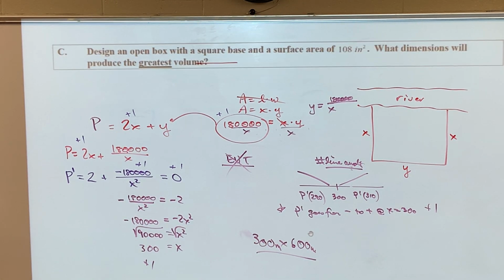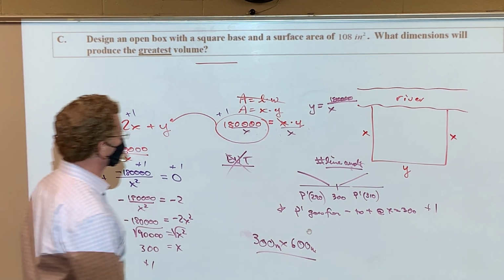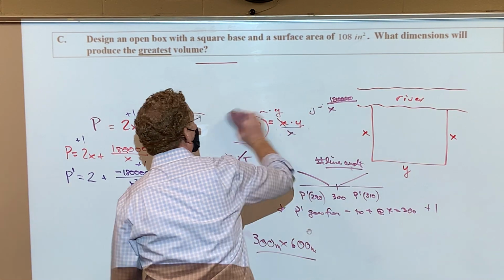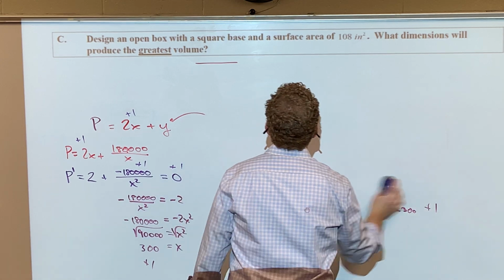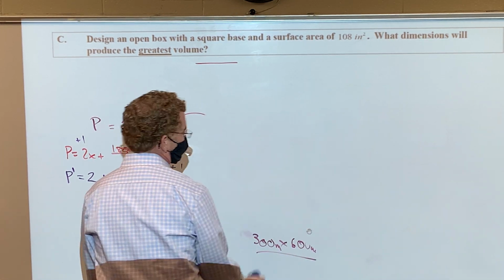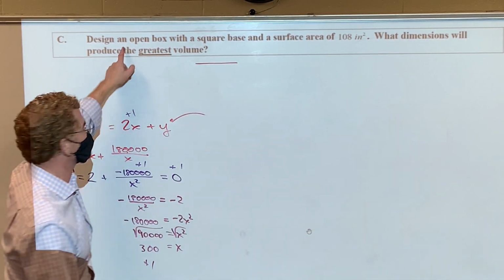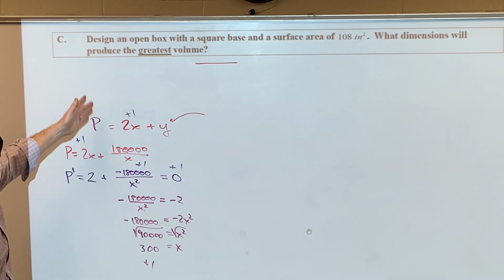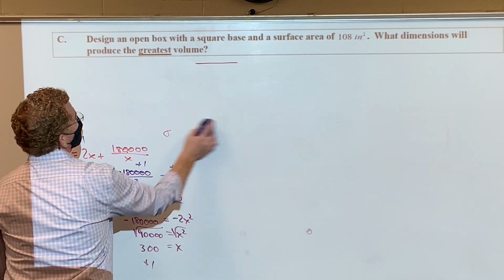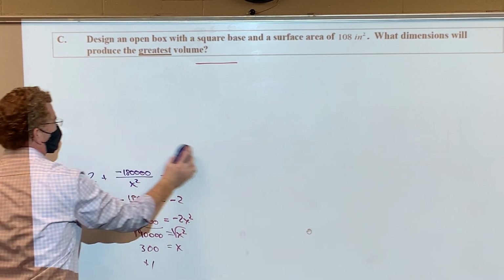All right, what about this one? Design an open box with a square base. So square base, sometimes they'll say rectangular. This one clearly said square. And a surface area of 108 inches. Now notice they said open box, so there's no lid on it. So it says, what dimensions will produce the greatest volume?